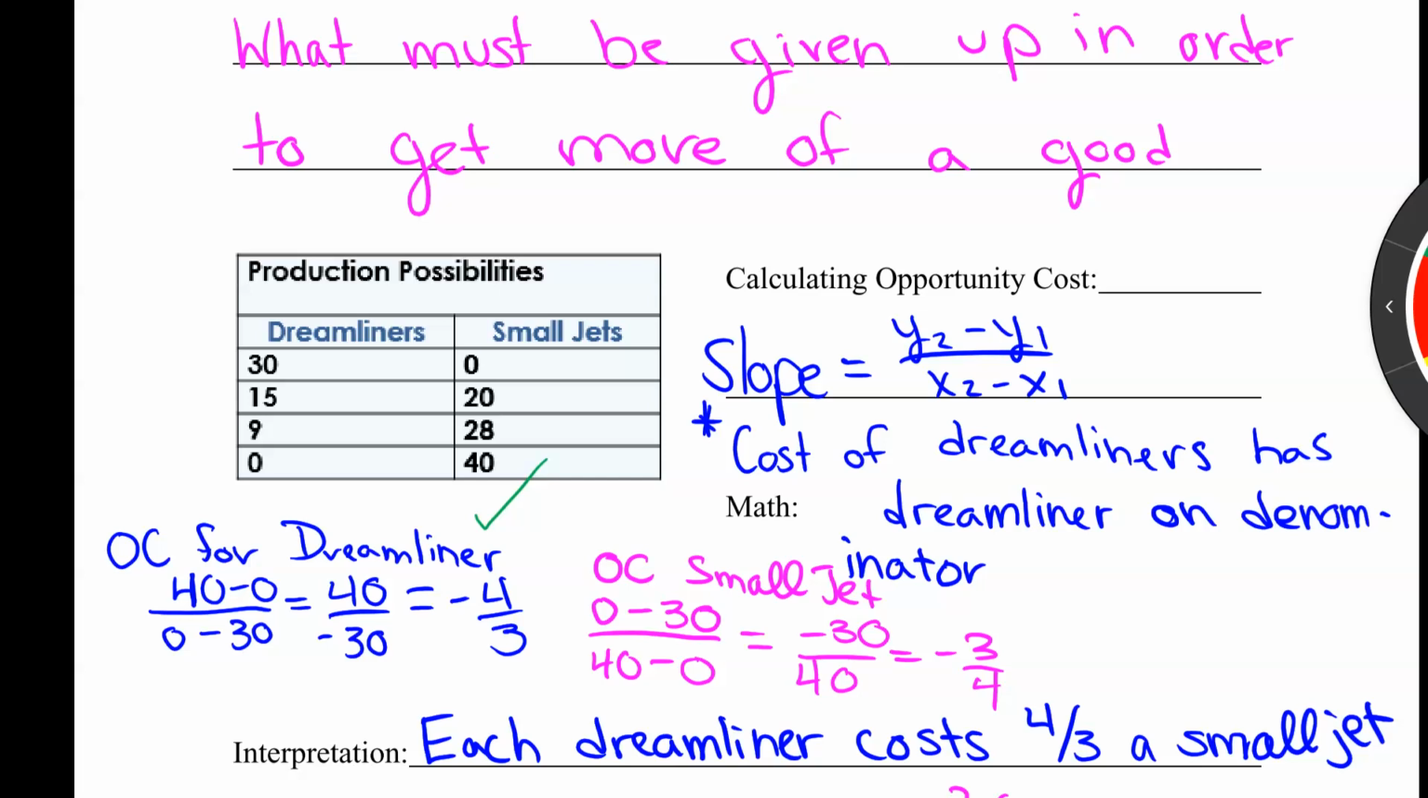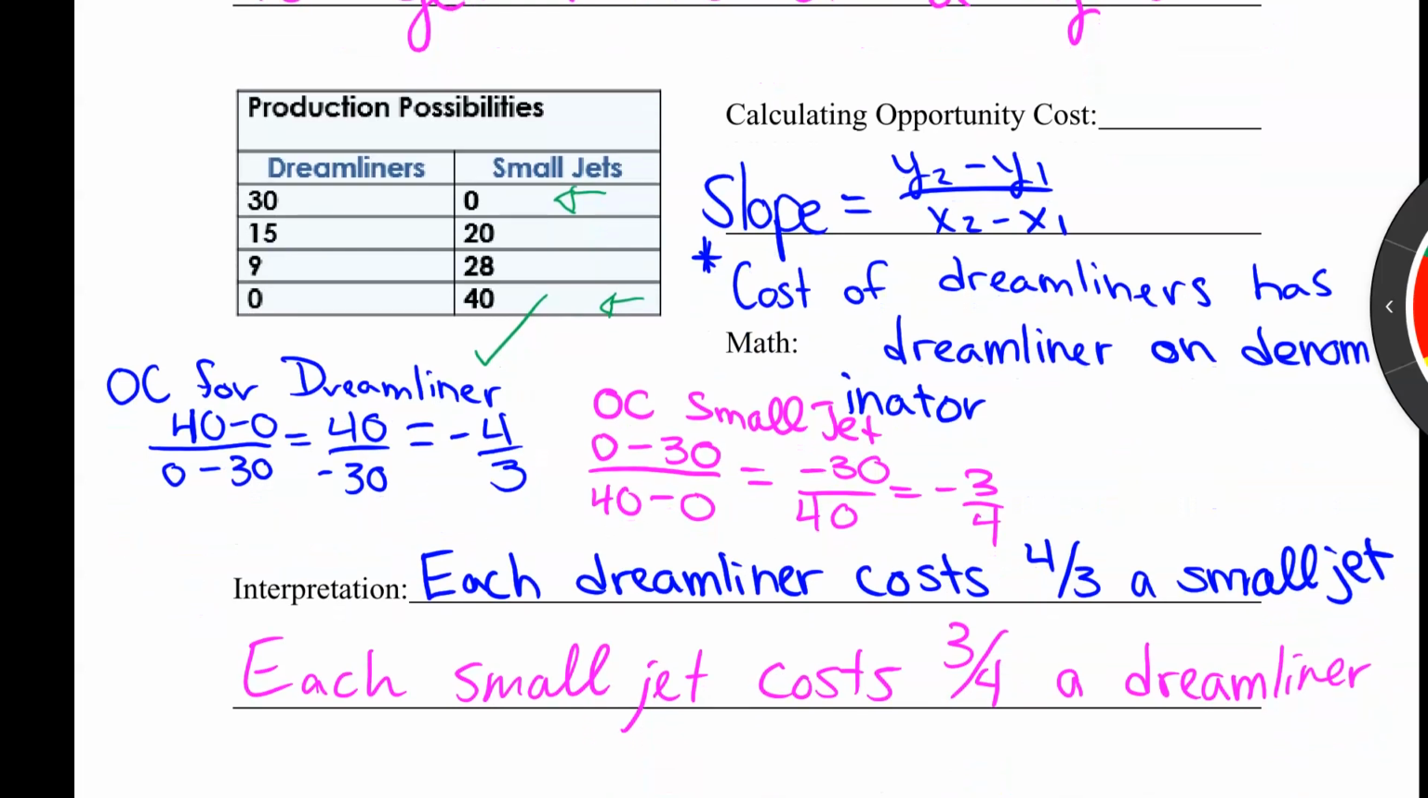The opportunity cost of small jets we haven't calculated yet. So notice when I do small jets, I'm going to have small jets on the denominator. In this case, I used the points 40 and 30, these two points. And our answers, you'll notice, are the reciprocal or the flipped version of each other, which makes sense.